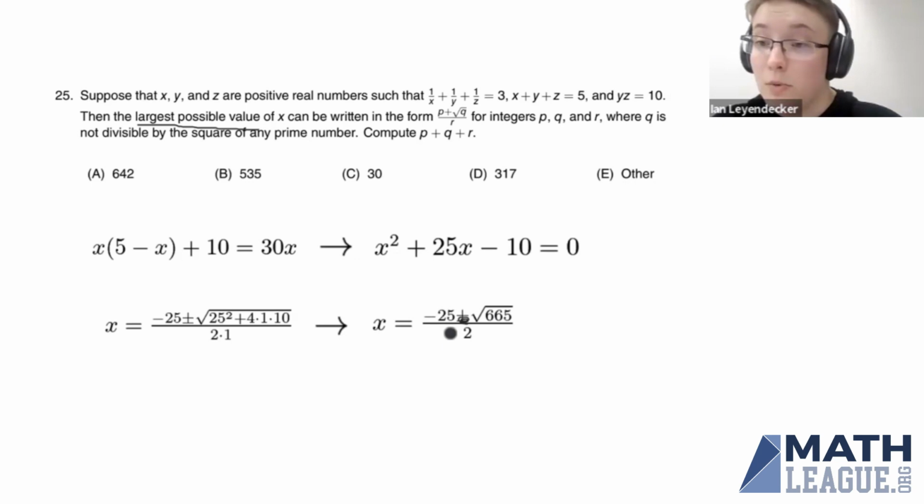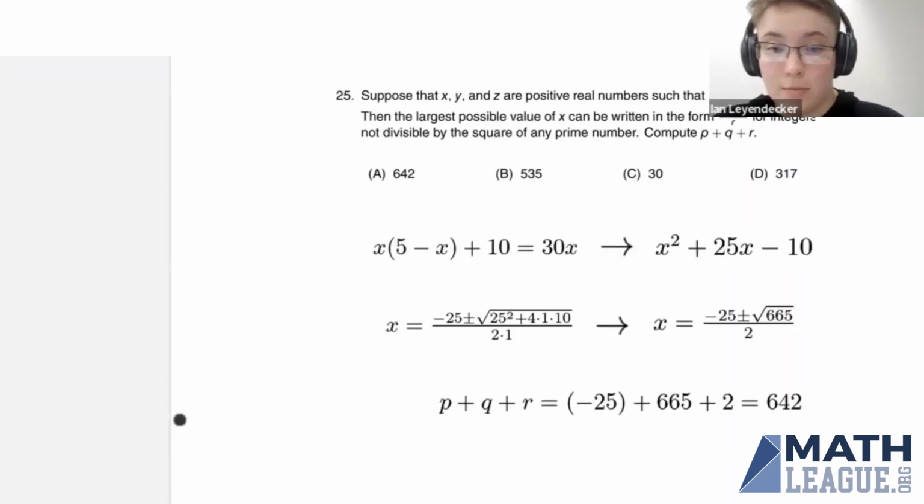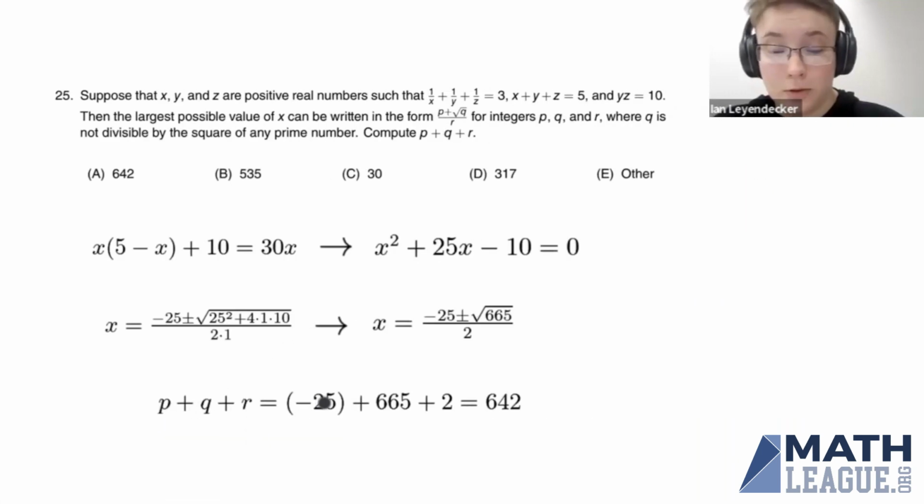And all of a sudden, we have our p, q, and r values in this expression here. We get that p equals negative 25, q equals 665, and r equals 2. So adding them together, we get negative 25 plus 665 plus 2 equals 642, which is answer A in our choices, and we're done.